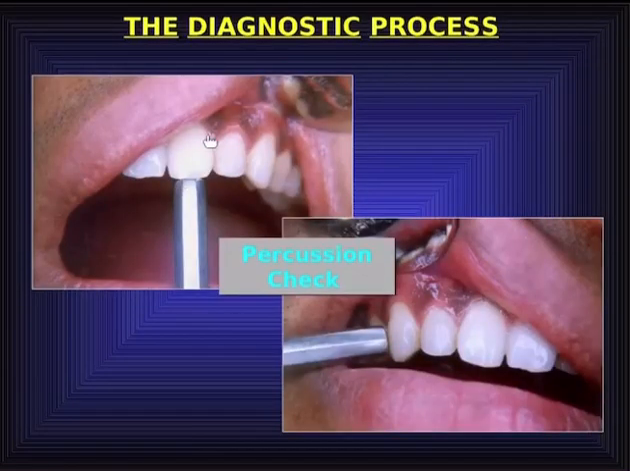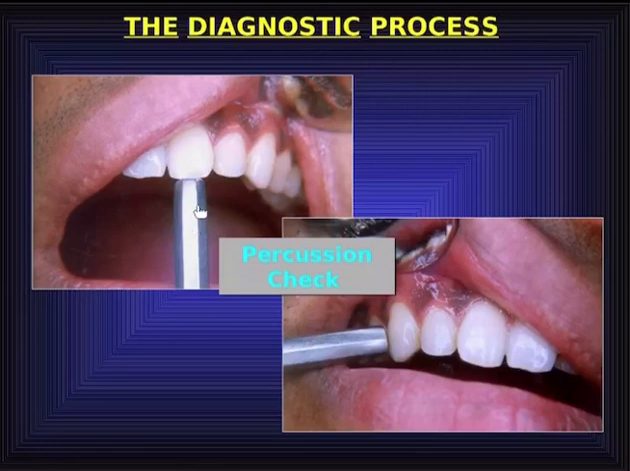Now this is the percussion check of the teeth. You see this is the mirror and handle, so this is vertical, and the other picture here is horizontal. Percussion means gentle tapping of the incisal edge or the occlusal surface of the teeth. You're using the end of the mirror handle. It should be gentle pressure, just tapping the teeth.